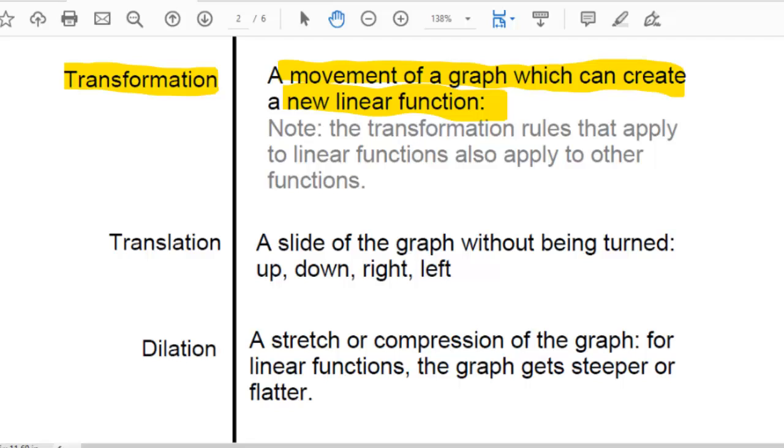What we're about to do today actually applies to all the different functions we'll be dealing with, not just linear. A translation is the most basic. That is a sliding of the graph, and the key here is without being turned. You can slide it up, down, right, or left. A dilation is a stretch or a compression of the graph. For linear functions, basically what that means is that the graph will get steeper or it gets flatter.